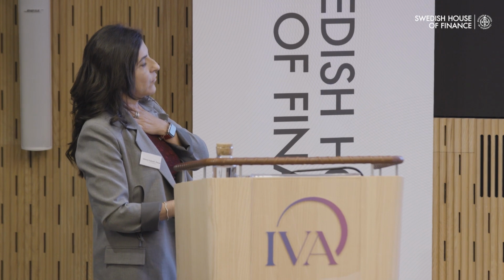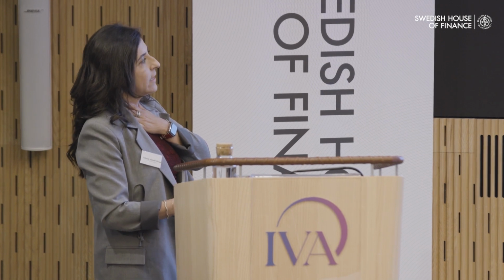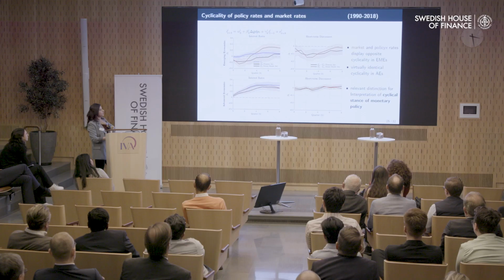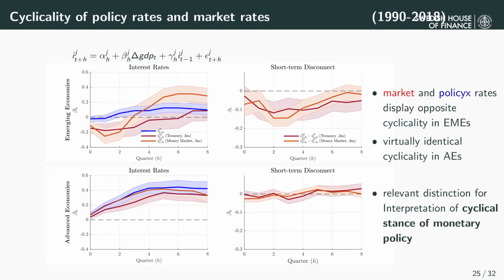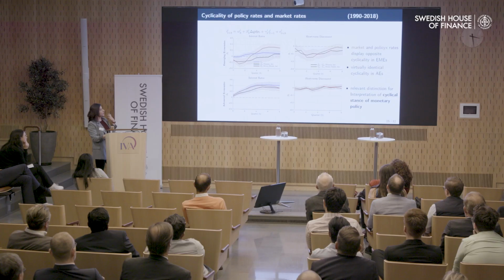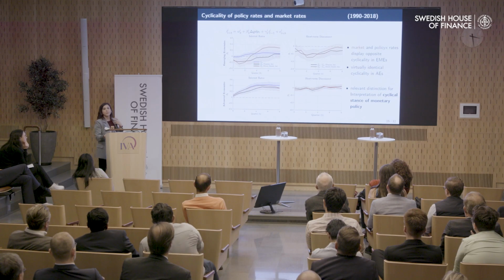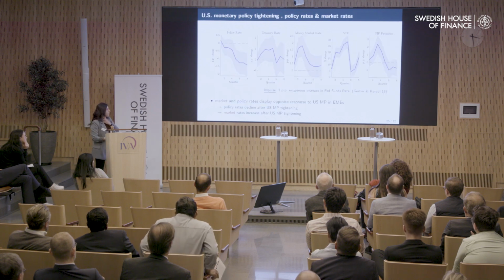Look at the advanced countries first. The blue is the policy rate. The reds are the two short-term market rates, treasury rate and money market rates. There is no difference between them, so there is no short rate disconnect. In emerging markets, even the policy rate increases during good times. The other ones are decreasing because capital flows coming into the country, your exchange rate appreciates, so there is a disconnect between the policy rate and the market rate. Okay?